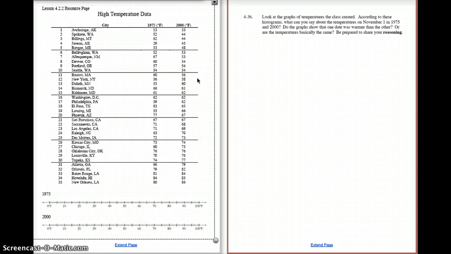Here's another thing I want you to tell me. I know it's not even a question on here. Is there a larger range of temperatures for 1975 according to your histogram, or is there a larger range of temperatures in the year 2000? So answer that question as well. Bring those answers to class, and we will see you tomorrow.